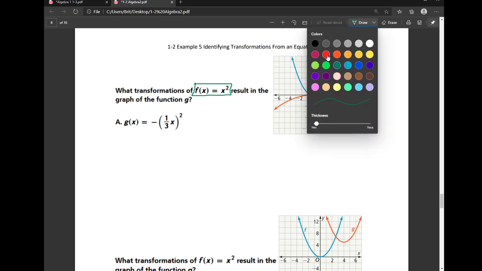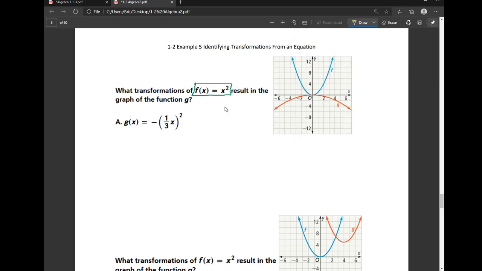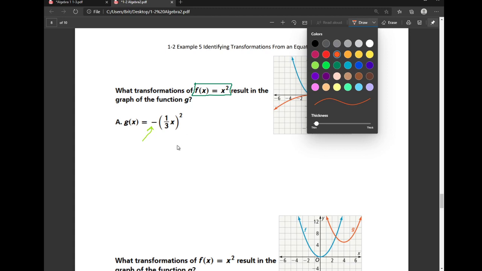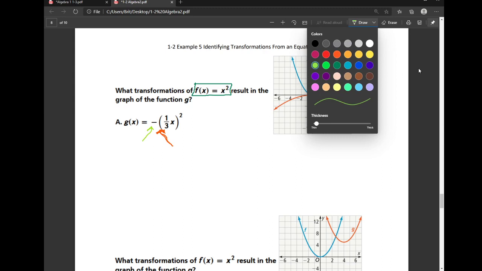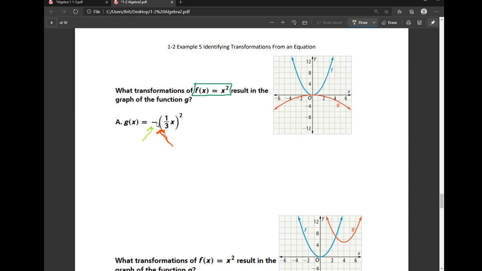So from the original equation, I see that there's a negative, and I see that there is a 1/3. Oh, that was a terrible arrow. But it's right there, the 1/3. And so each of those is describing its own type of transformation.